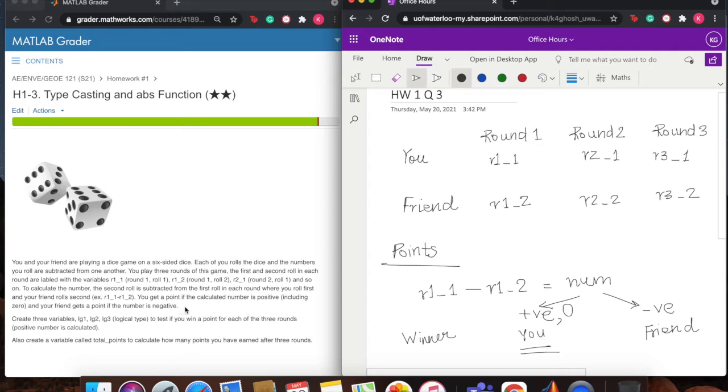And now we have to calculate 3 variables, LG1, LG2, LG3, of the logical type to test if you win a point for each of these 3 rounds, meaning a positive number is calculated. So we're now trying to focus on you winning the game. And also create a variable called total points to calculate how many total points you've earned after 3 rounds. That is going to come at the end.